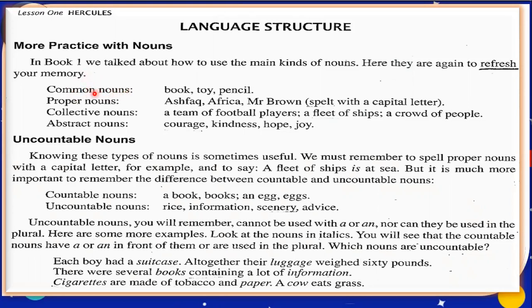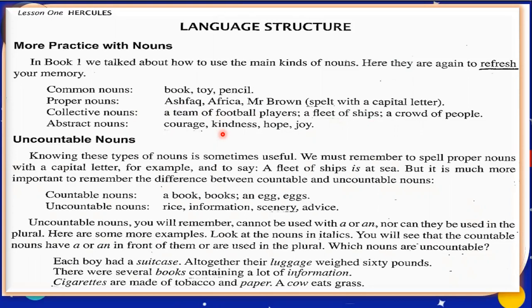For example, common nouns, we are familiar with it. These are the general names of things, places. For example, boy, book, toy, city. In fact, common nouns are the names which are general, not specific for people. But proper nouns are those which are specific for people and for things, as it is given here, Ashfaq, Afrika. Collective nouns are those which tell us more things in a single noun. For example, team, fleet, crowd. Abstract nouns are those which we cannot touch.